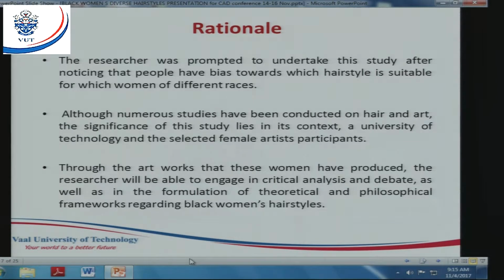The researcher was prompted to undertake this study after noticing that people have biases about which hairstyle is suitable for which women of different races. Although numerous studies have been conducted on hair and art, the significance of this study lies in its context, which is a University of Technology and selected female artist participants. Through the artworks that these women have produced, the researcher will be able to engage in critical analysis and debate, as well as in the formulation of theoretical and philosophical frameworks regarding black women's diverse hairstyles.